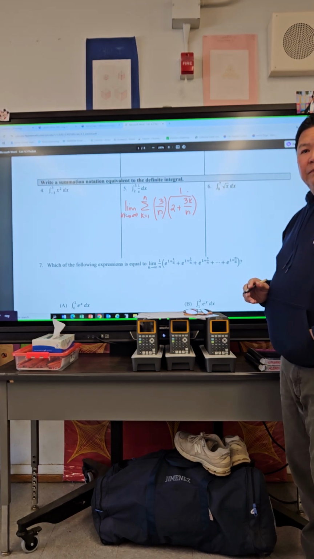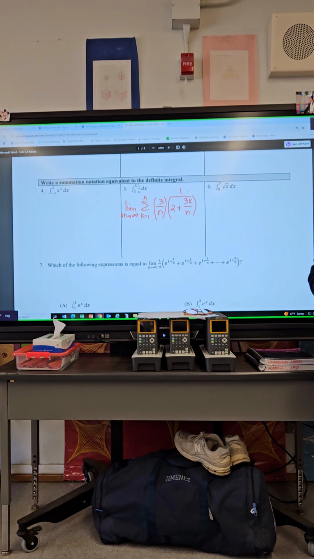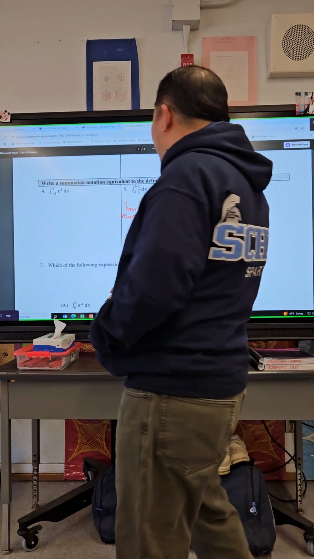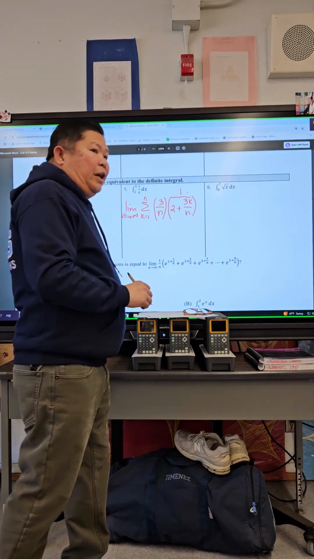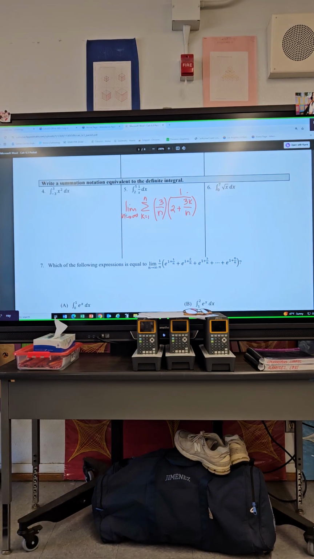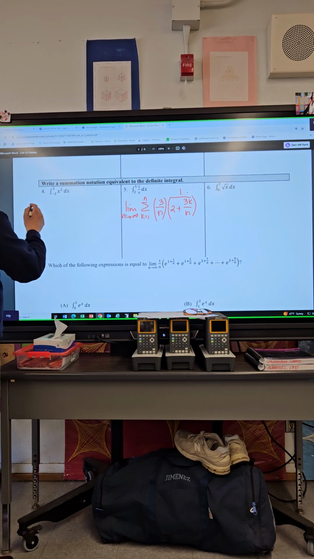Okay, the numerator. Mr. Roy, yes. For number 4, do you square it since it's x squared? Yes, it was. So the final answer, the f function, you have to square that. Okay, that's a good question, Anthony.